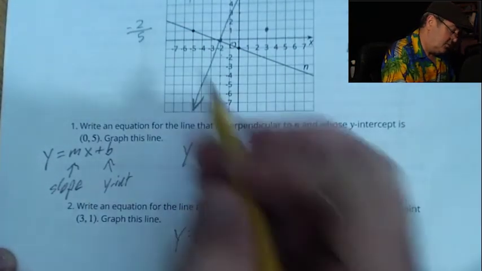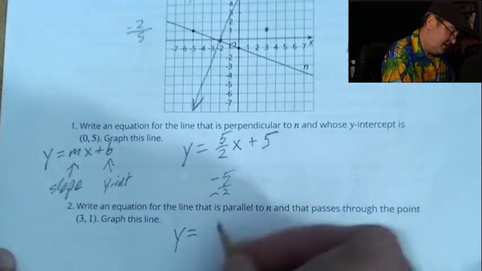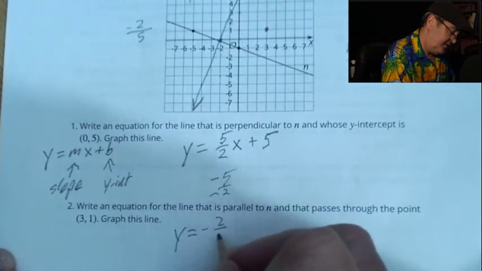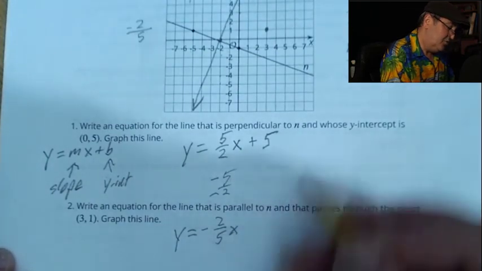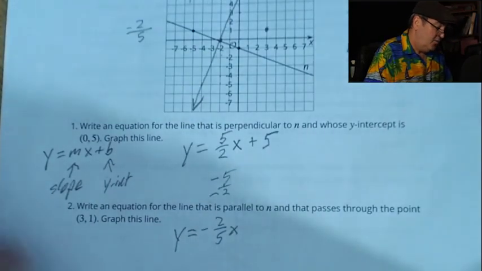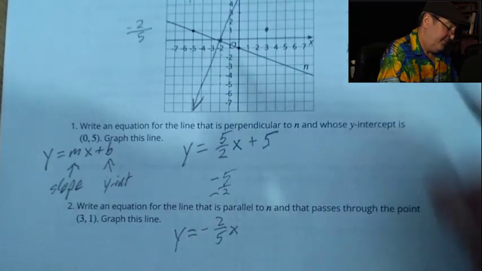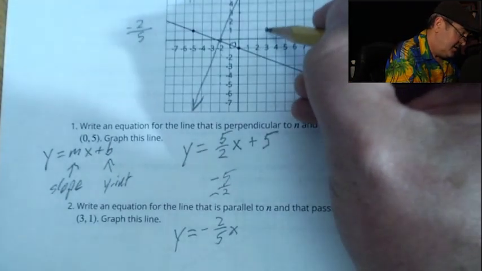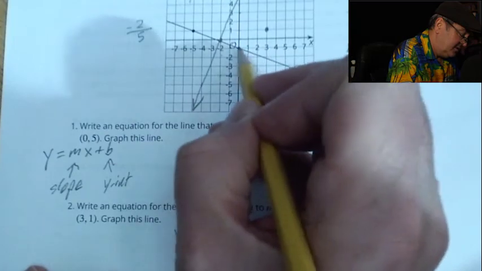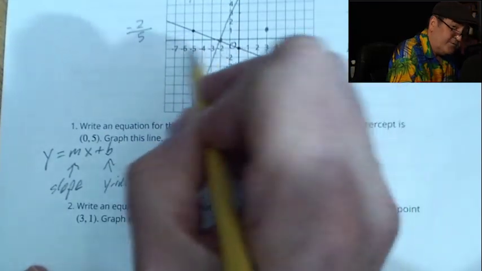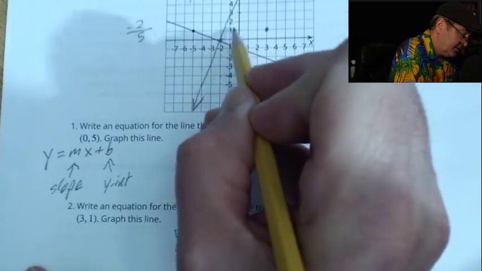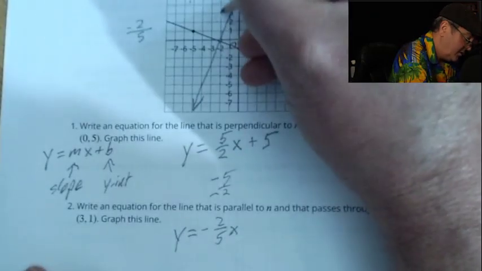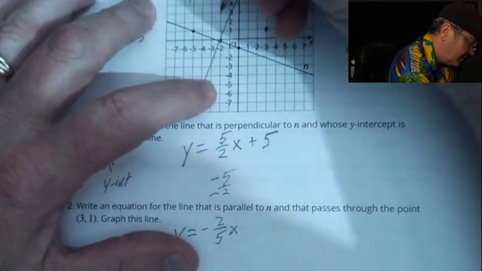So the slope of the original line n is -2/5, so y equals -2/5 x, but we need to know where it crosses the y. What is the y-intercept for that? From here, if we're doing the same slope as this one, which went over 5 and up 2, going left, because we need to see where it crosses, 1, 2, 3, 4, 5, up 2. It's going to go right there.